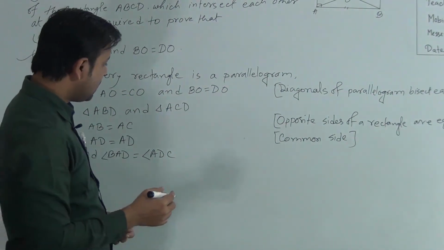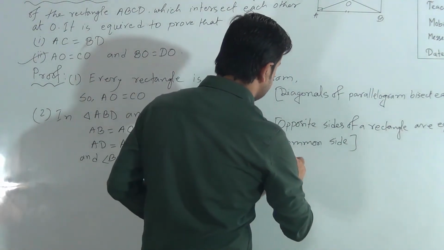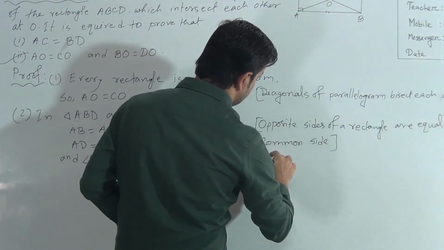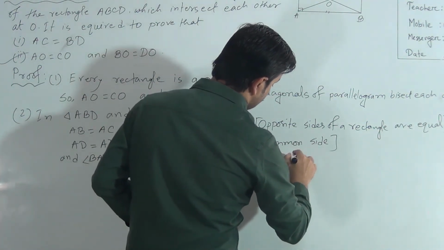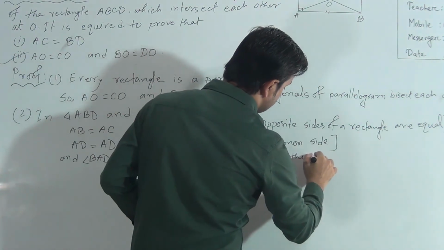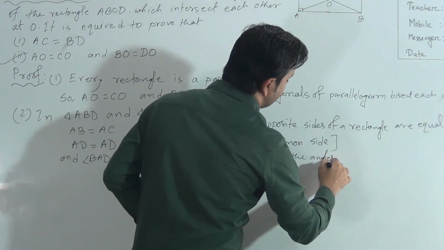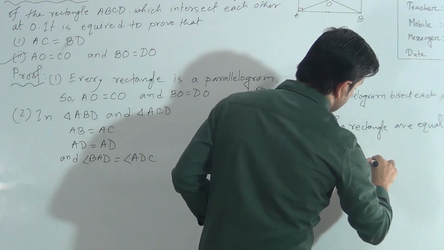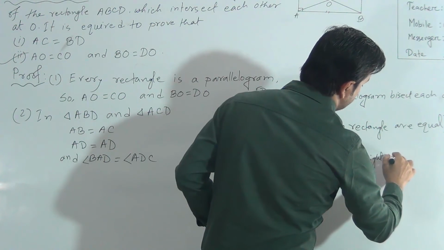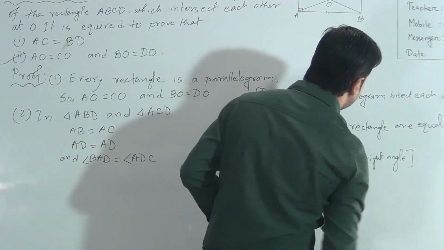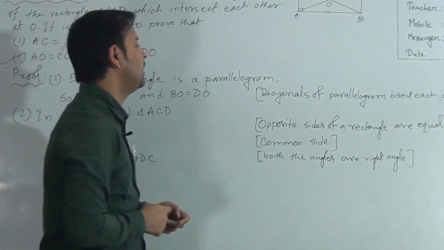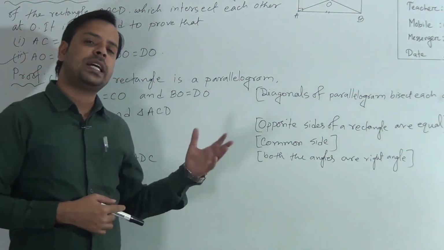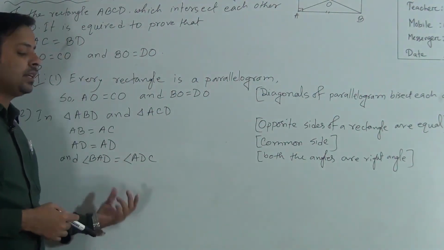The reason is both the angles are right angles. As ABCD is a rectangle, and we know every angle of a rectangle is a right angle. In this reason, these two angles are equal.